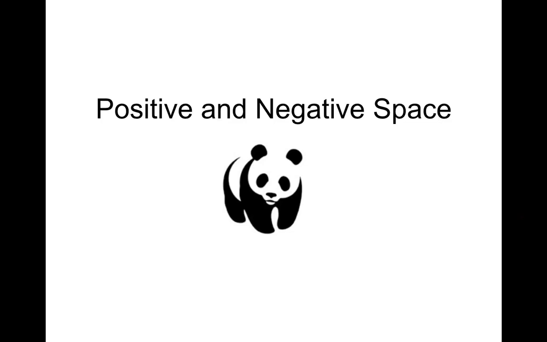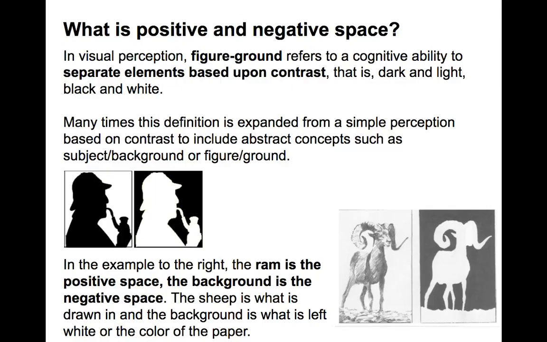Positive and negative space. So what is positive and negative space? It's about a figure-ground relationship where elements are separated based upon contrast, that is dark and light. The definition can also be expanded when you talk about figure ground or subject and background.